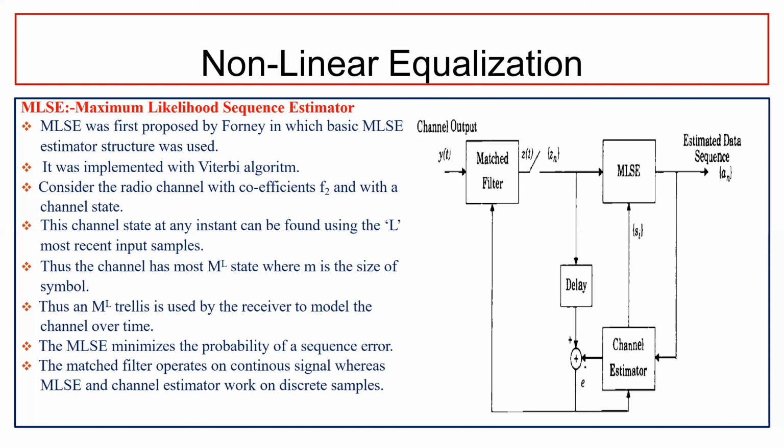So this is how we classify non-linear equalization. We always have feedback from the error. The error signal is the difference between the received signal and the estimated signal.